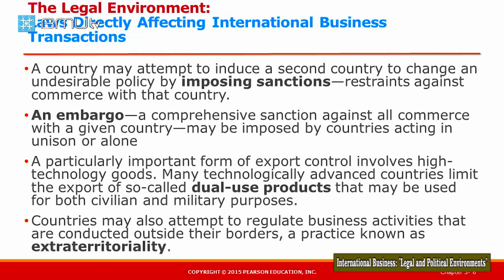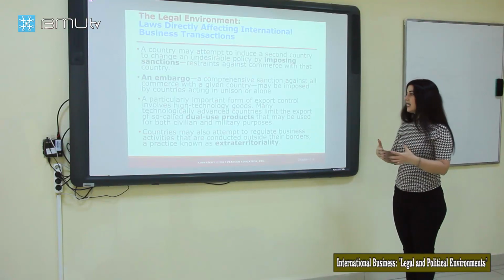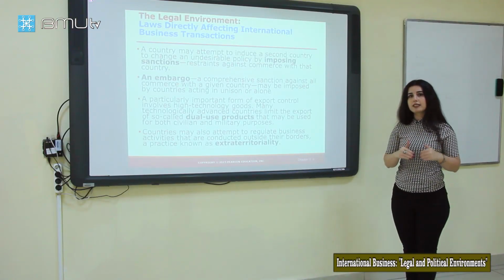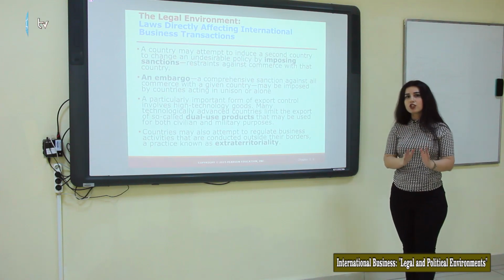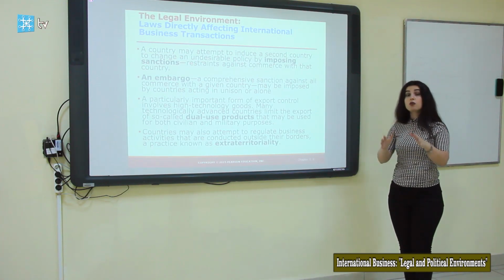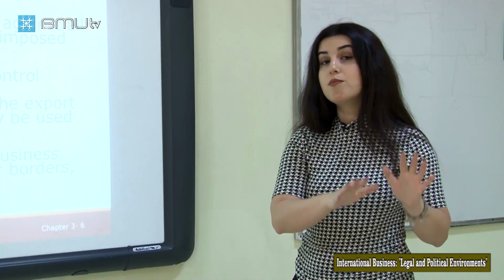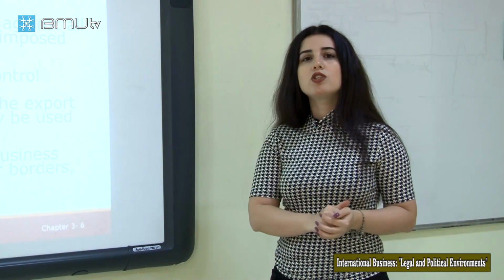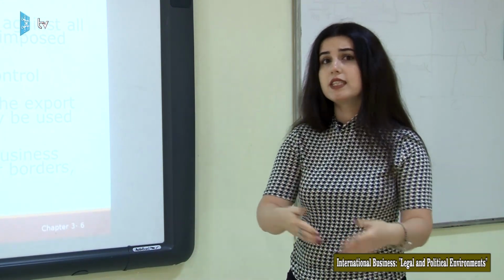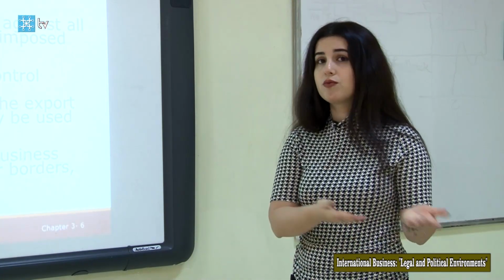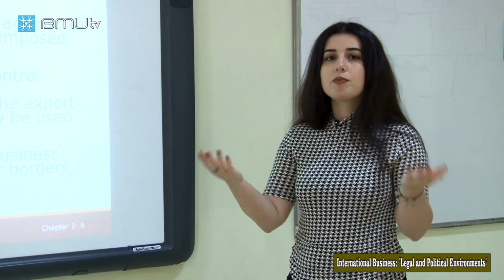And the next one, guys, dual-use products. There are some products that we can use for civil purposes and for military purposes at the same time. Products that can also be used in military fields are called dual-use products. Some countries make restrictions on importing or exporting such products because they can be used for military purposes too. Examples are drones, which we can use for civil and military purposes, helicopters, and so on.